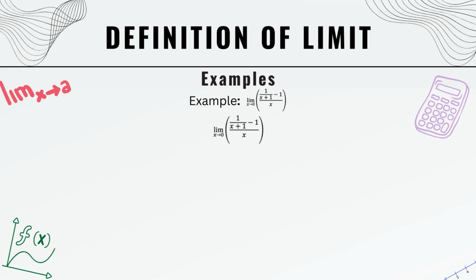Another complex fraction would be limit of 1 over x plus 1 minus 1 over x as x approaches 0. First, I'll find a common denominator for the fraction in the numerator and simplify it. Eventually, I get negative x over x times x plus 1. x cancels out, and we have negative 1 over x plus 1. Substitute 0, and we have our limit, negative 1.